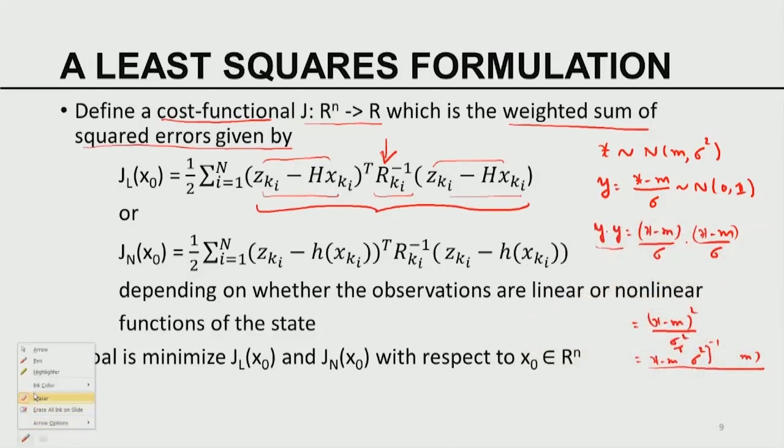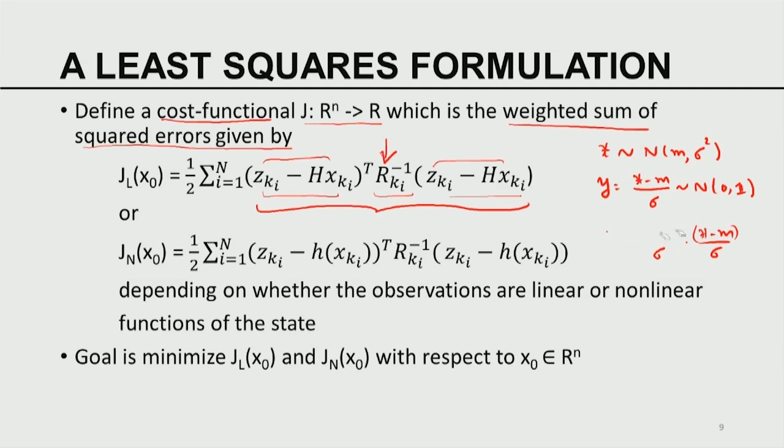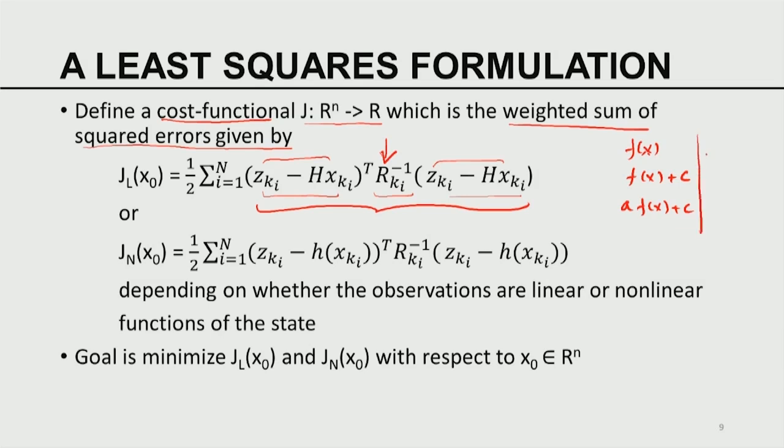Now I would like to talk about why half. To understand half, I want to go back to some basic principles. Let me make some space by erasing some of the unwanted things from here. So let us suppose I have a function f of x. Let us suppose I have the function f of x plus c. And let us suppose I have the function a times f of x plus c. So f of x could be, as an example, x square. So this is equal to x square plus c. This is equal to a times x square plus c.